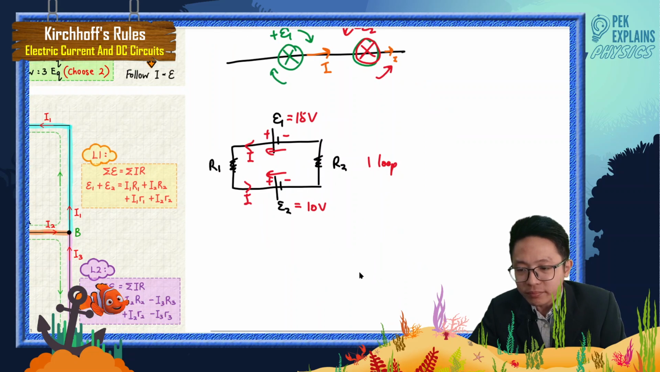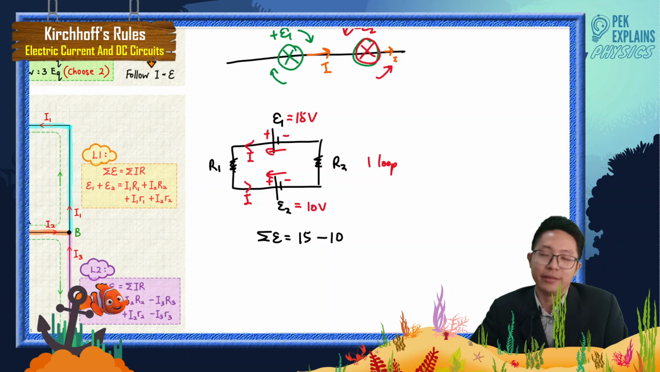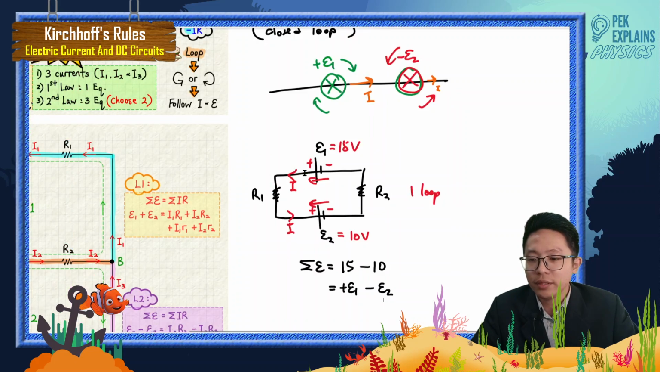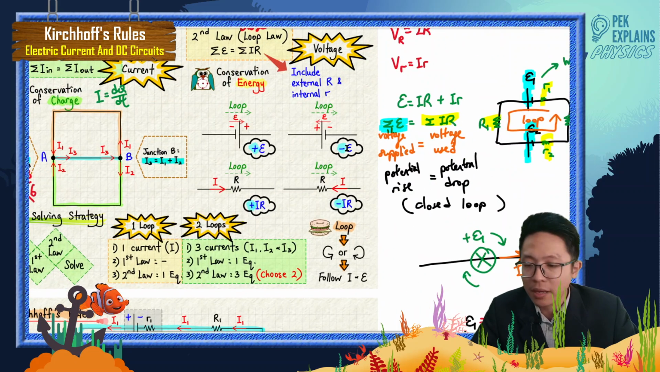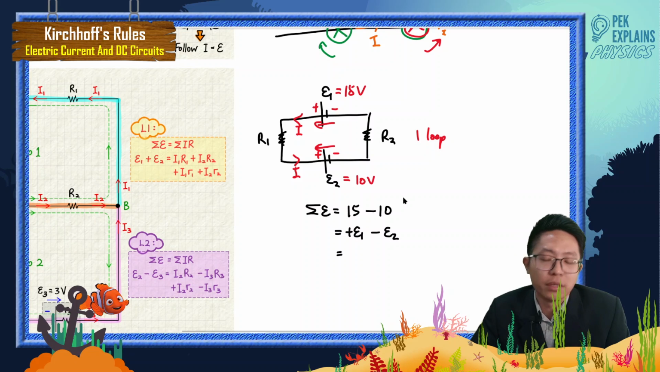So for this case, it's like total EMF, you get positive 15, negative 10, a positive E1 and negative E2. That's why I say, even for the pump, we have positive EMF and negative EMF. You understand? Look at the direction of the pump. Then the total EMF is only 5 volt.